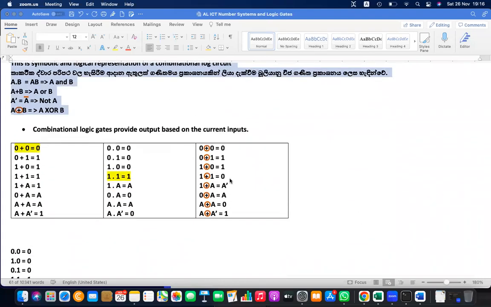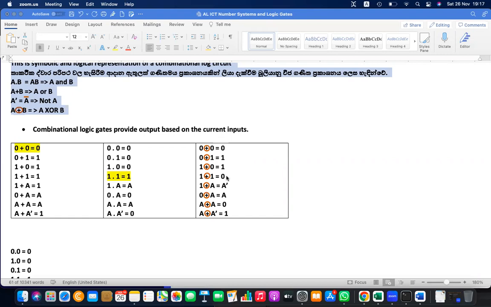So you can see all the 12 combinations here. Let's compare with your answer first. 0, 0, 0, 0, 1, 1, 1, 1. Then 0 and 0 is 0. 0 and 1 is also 0. 1 and 0 is also 0, but 1 and 1 is 1. That is the speciality. And here, XOR gate: 0 XOR 0 is 0, 0 XOR 1 is 1, 1 XOR 0 is 1, and 1 XOR 1 is 0, because two 1s are there.